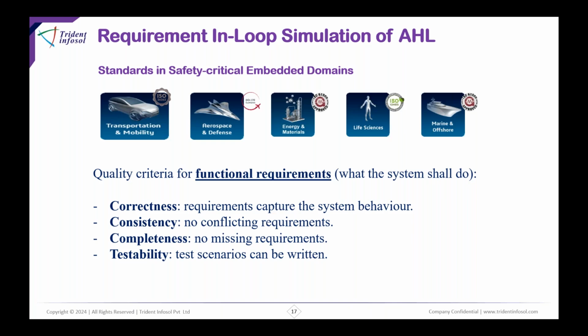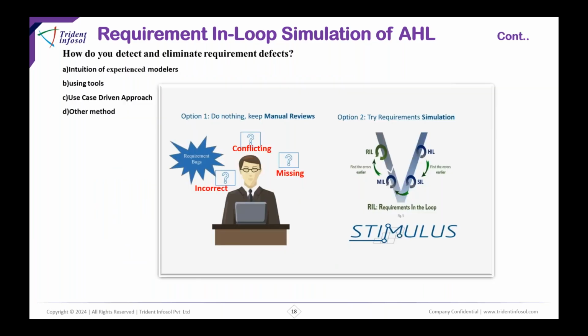So the combination of all these quality criteria ensures that the system, in the safety critical instance mentioned in this figure, meets the highest standards. By implementing requirement in loop simulation, we can also catch issues early and improve reliability, minimizing the risk of failure in deployment. Then we can move on to the methods of simulating and validating the requirements.